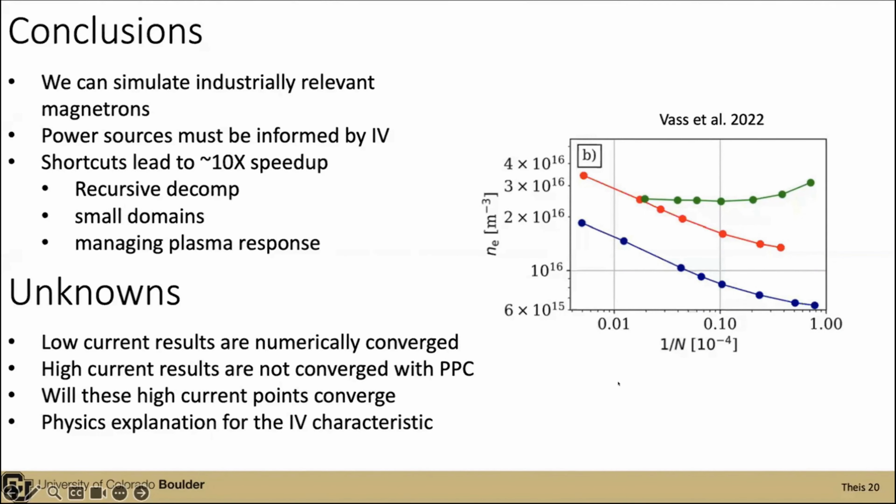Some unknowns. So first of all, the low current results are converged, as I mentioned. The high current results don't appear to be converged in terms of the number of particles per cell. And I think it remains an open question of if these points will converge.